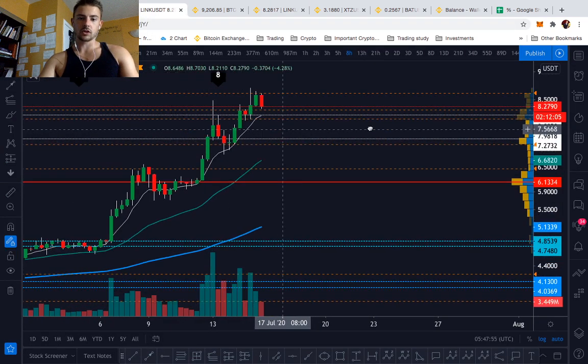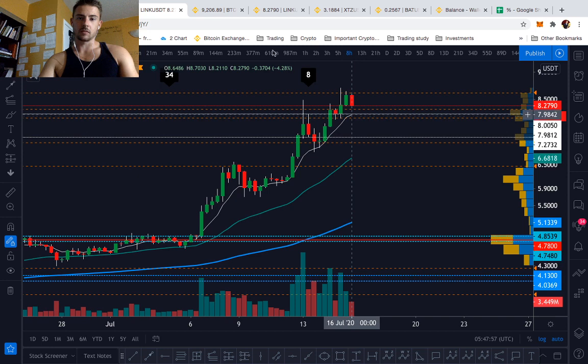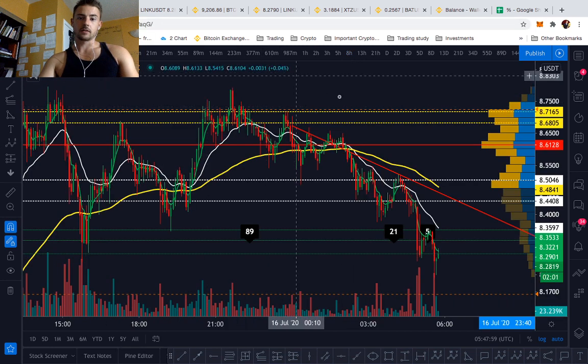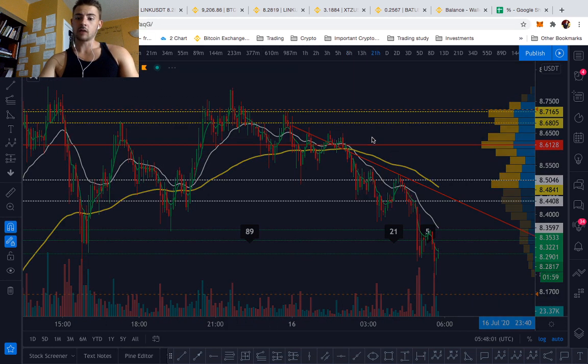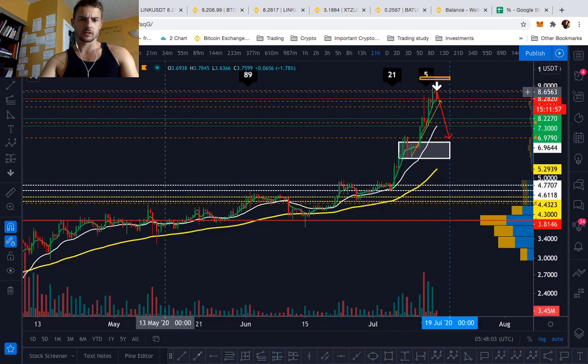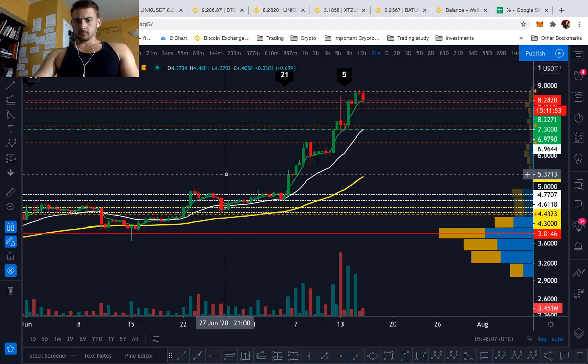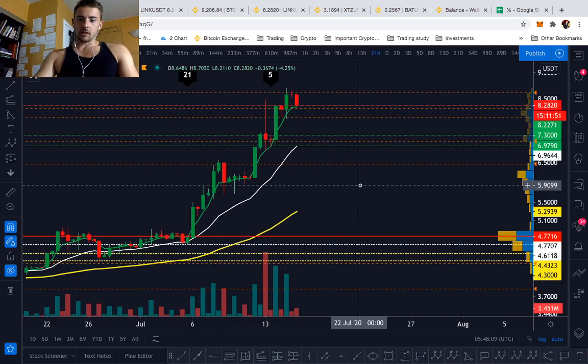Here's the 8-hour chart, another support, the same thing. The 21 moving out, 21 hours. Sorry, this is the wrong. No, this is the right one. So yeah, that's what I'm looking at right now.